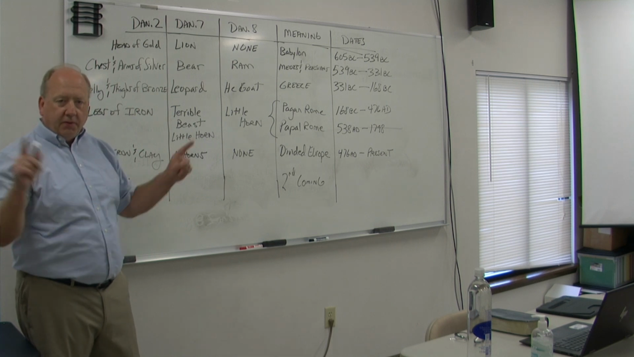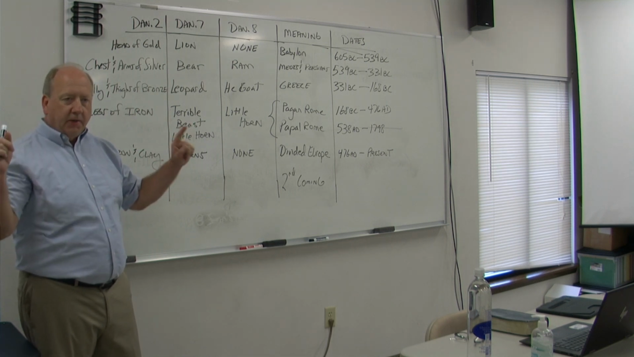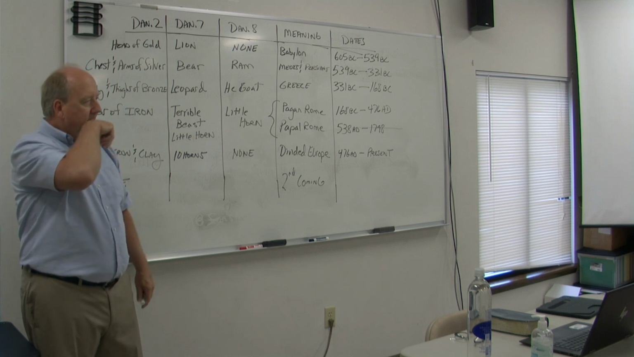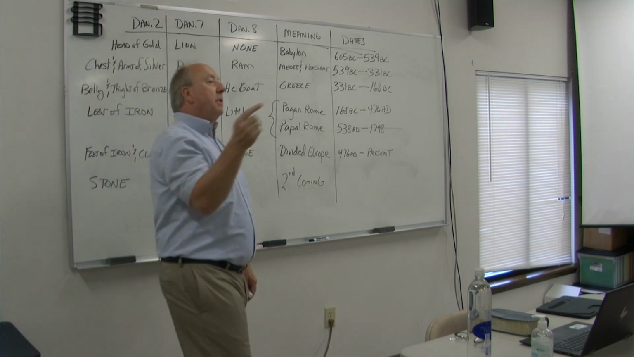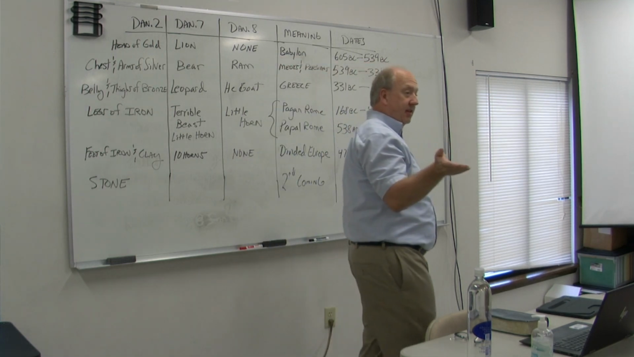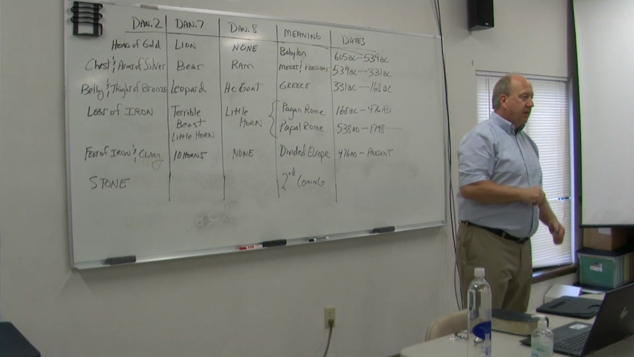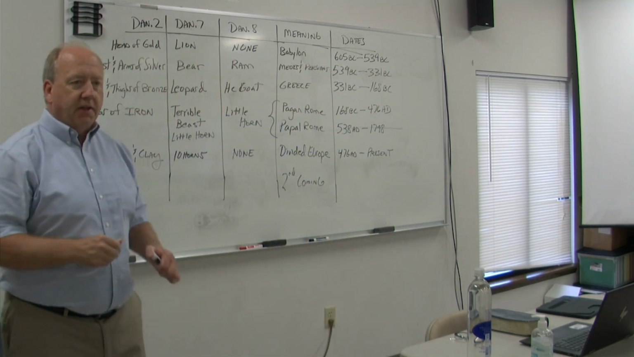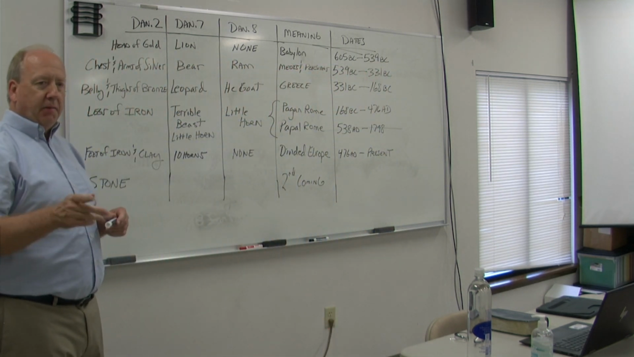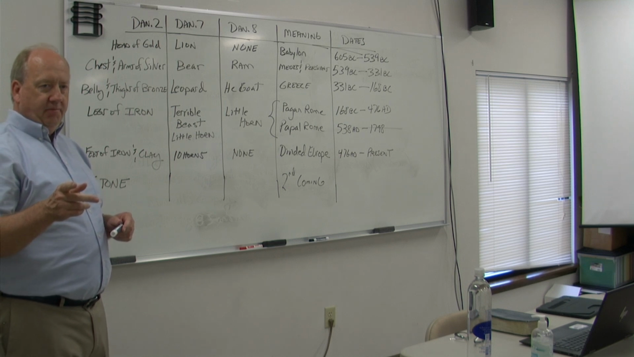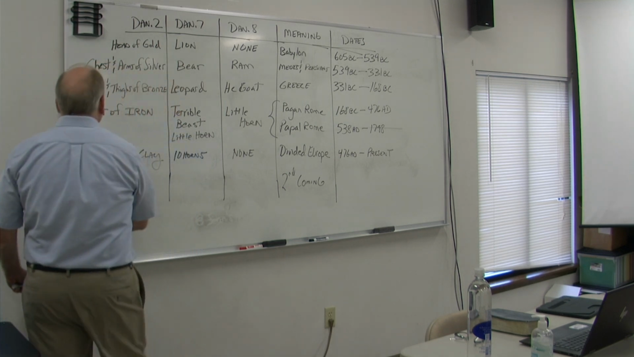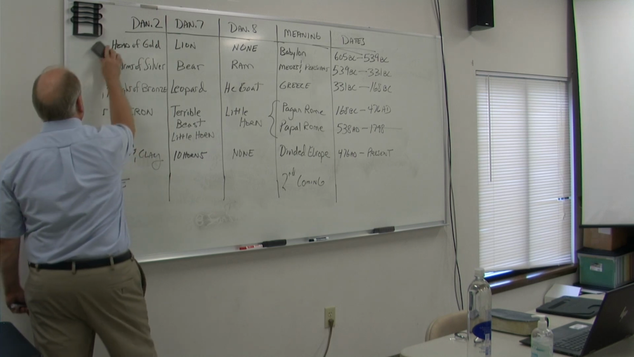What are the two dates of the beginning and the ending date of the 2300 year prophecy? 457 BC to 1844. Right. Okay. What do you think, Ryan? You got it memorized? Because this will help you understand the book of Revelation. Okay. I'm going to erase it. Here we go.